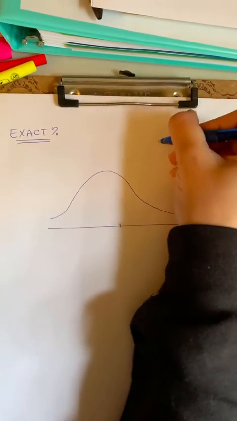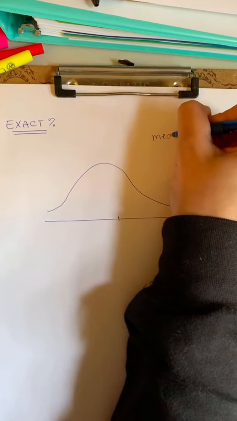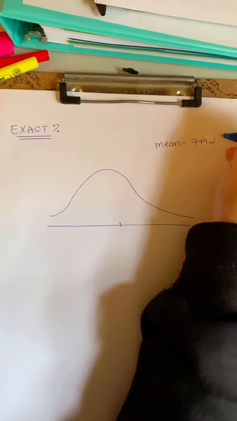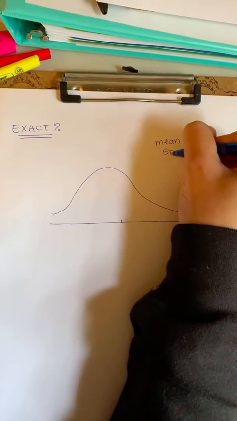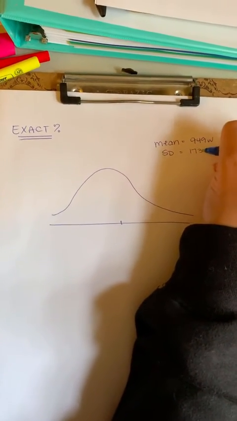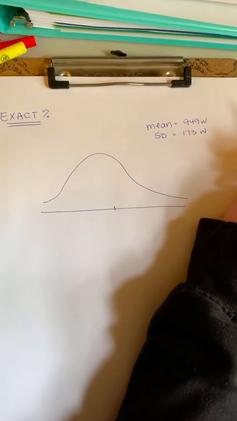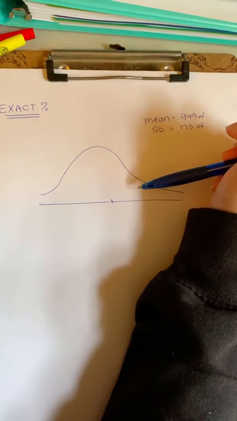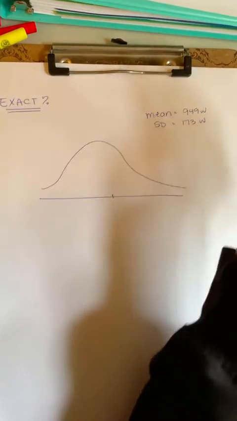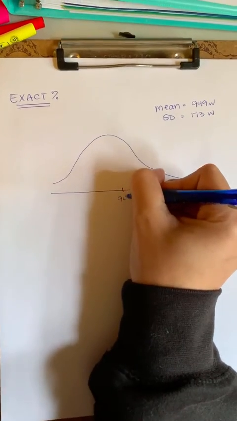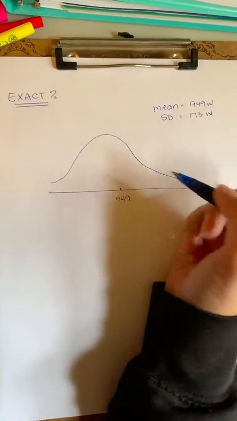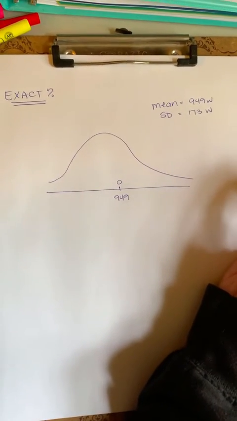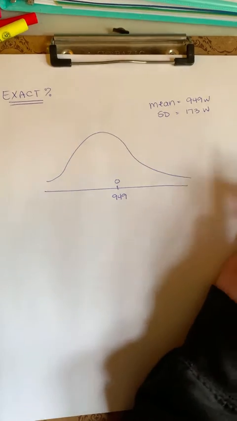Okay, so in our example, our mean was actually equal to 949. This is in watts. Our standard deviation was, and I'm rounding, 173. So when we look at our distribution, there's a couple of ways that we can label this. One being that our mean we know is in the middle. This could also be considered as 0 standard deviations from the mean because it is the mean.